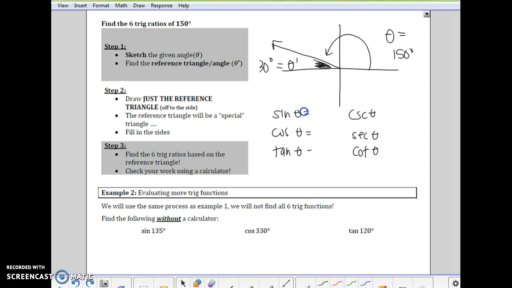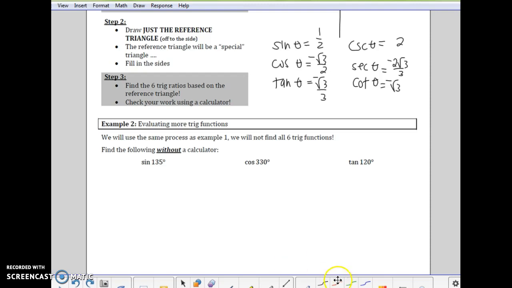And then we'll add our positives and our negatives based on our quadrant. So this should be 1/2, radical 3 over 2, radical 3 over 3, and then the corresponding reciprocals. All students, the only one that is positive is sine and the corresponding reciprocal cosecant. Throw negatives in front of cosine, tangent, secant, and cotangent. You're good to go.